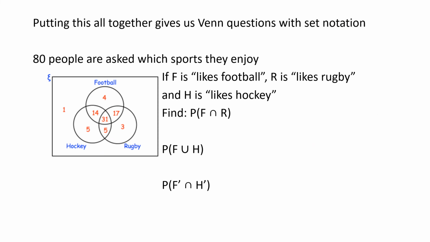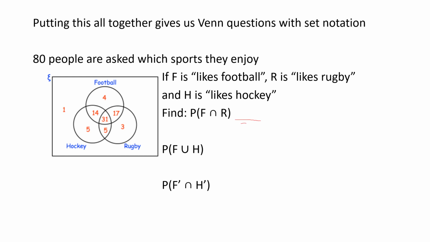We've got some Venn questions to finish off, which use some set notation. So we've got people's sports that they enjoy. Obviously, people can enjoy more than one, and we've got what F, R, and H are actually defined as. We want to find the probability of F intersect R. So that's the probability that someone likes football and they like rugby.